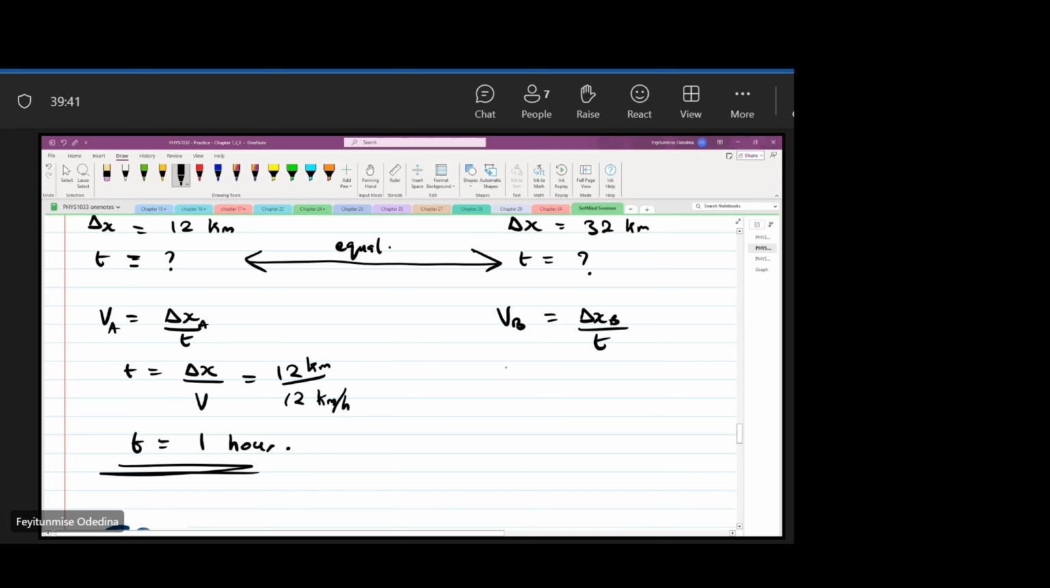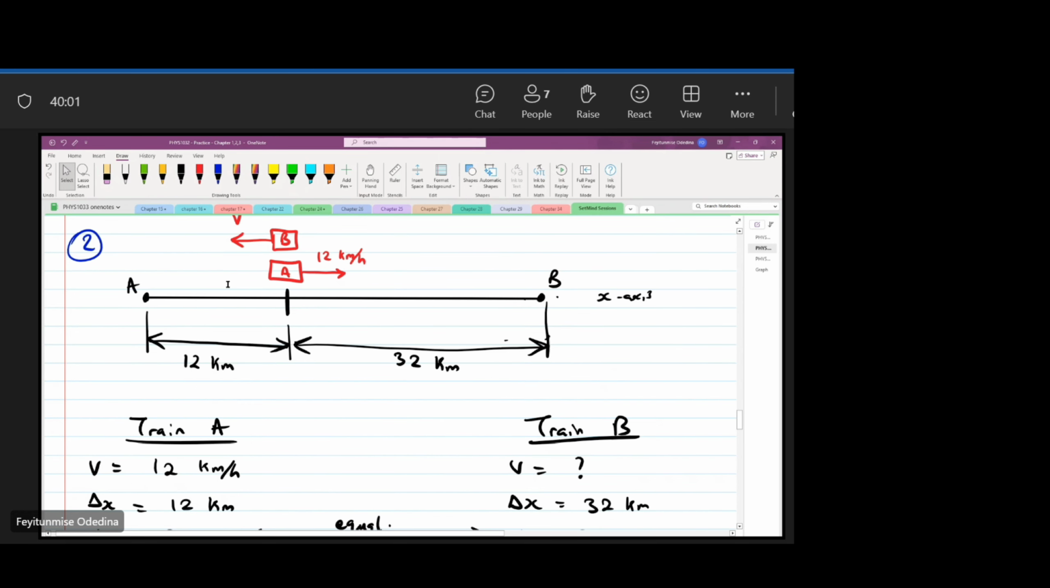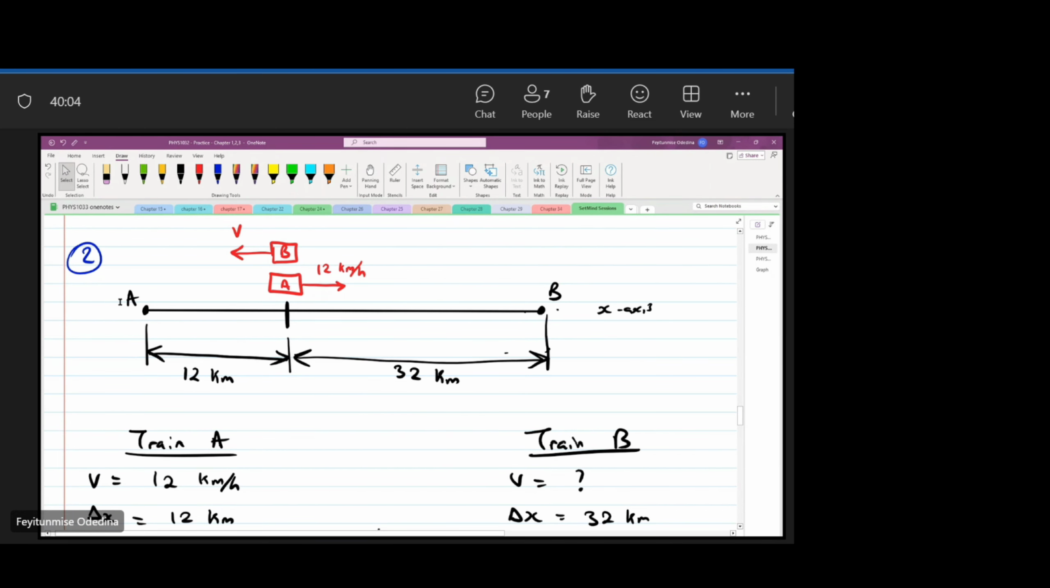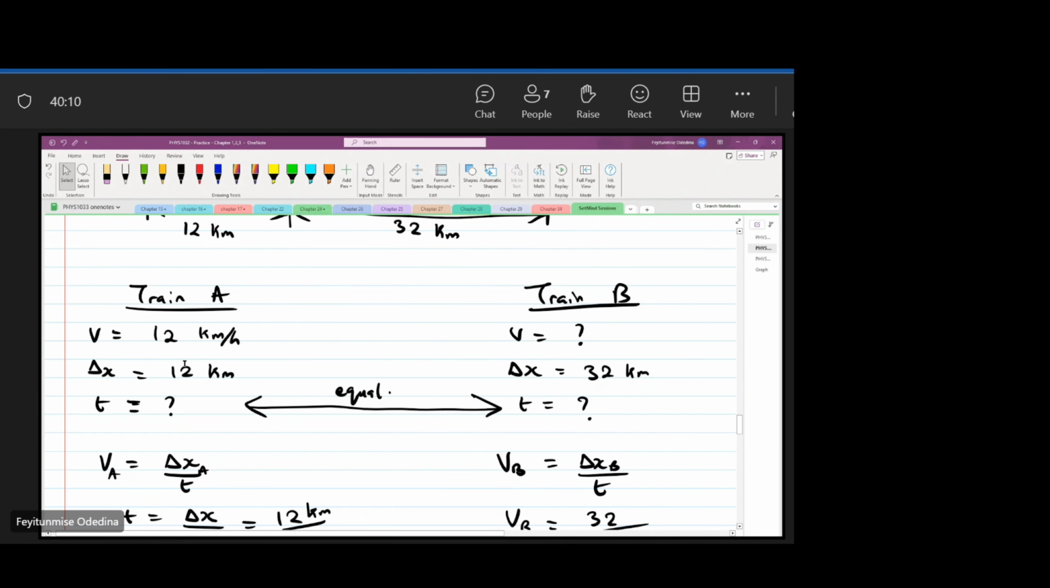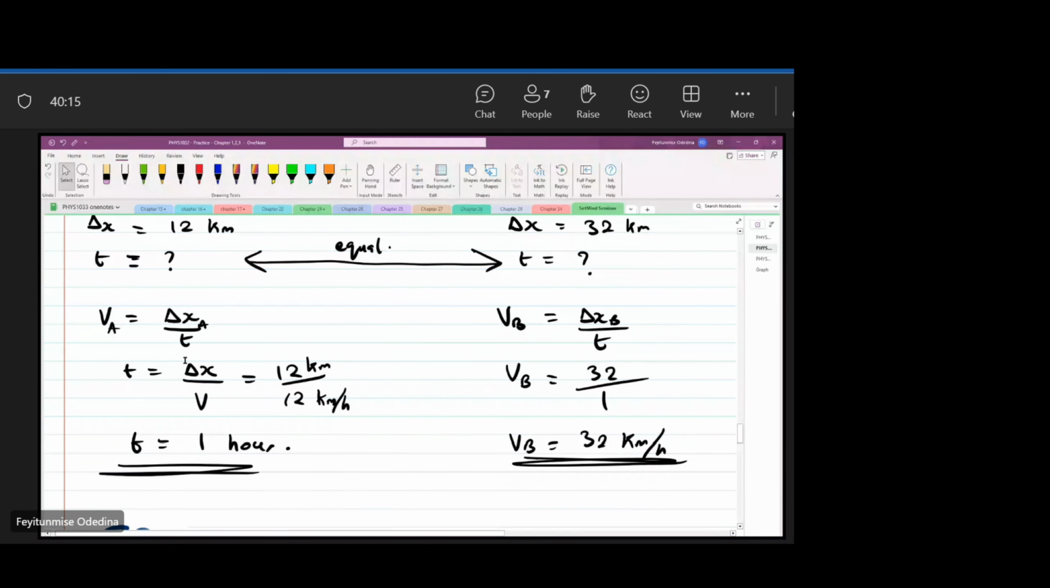So now that we have the time, we can then say VB is equal to that displacement of 32 kilometers divided by 1 hour. So that means VB is just 32 kilometers per hour. What we've essentially done here is we've used the given values for our first train to find its one unknown, and then used that one unknown that we found to find the other unknown for our second train. I hope this makes sense, like 100% sense.